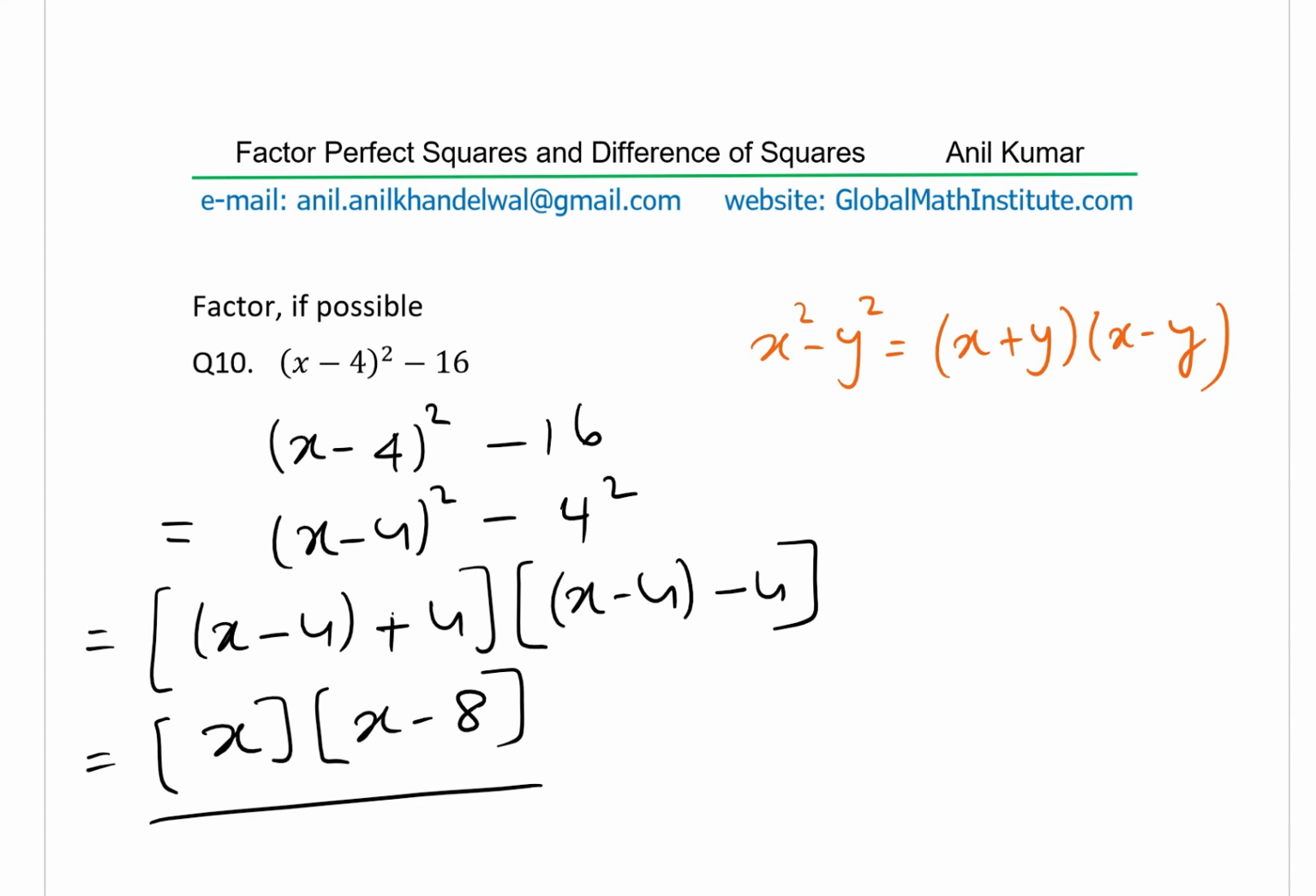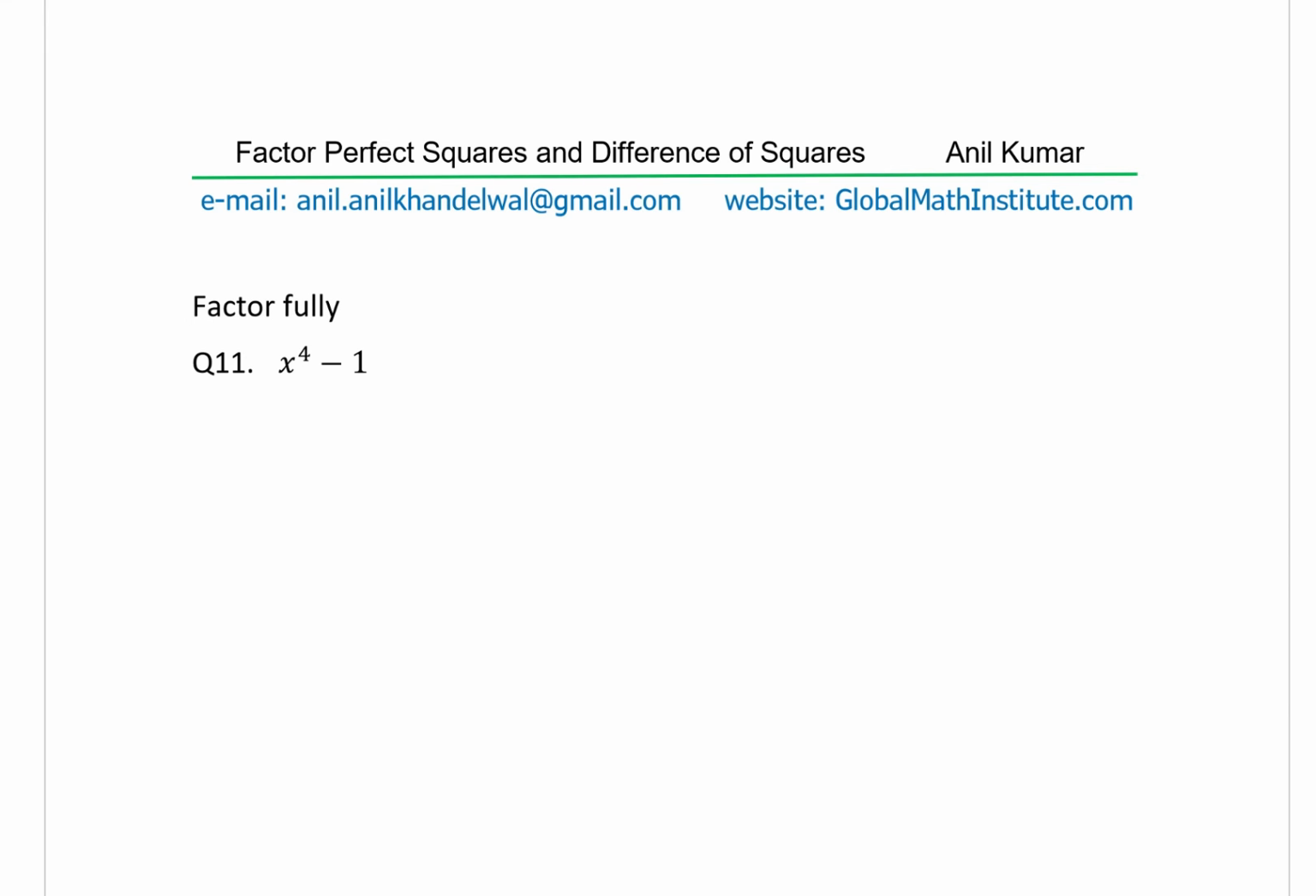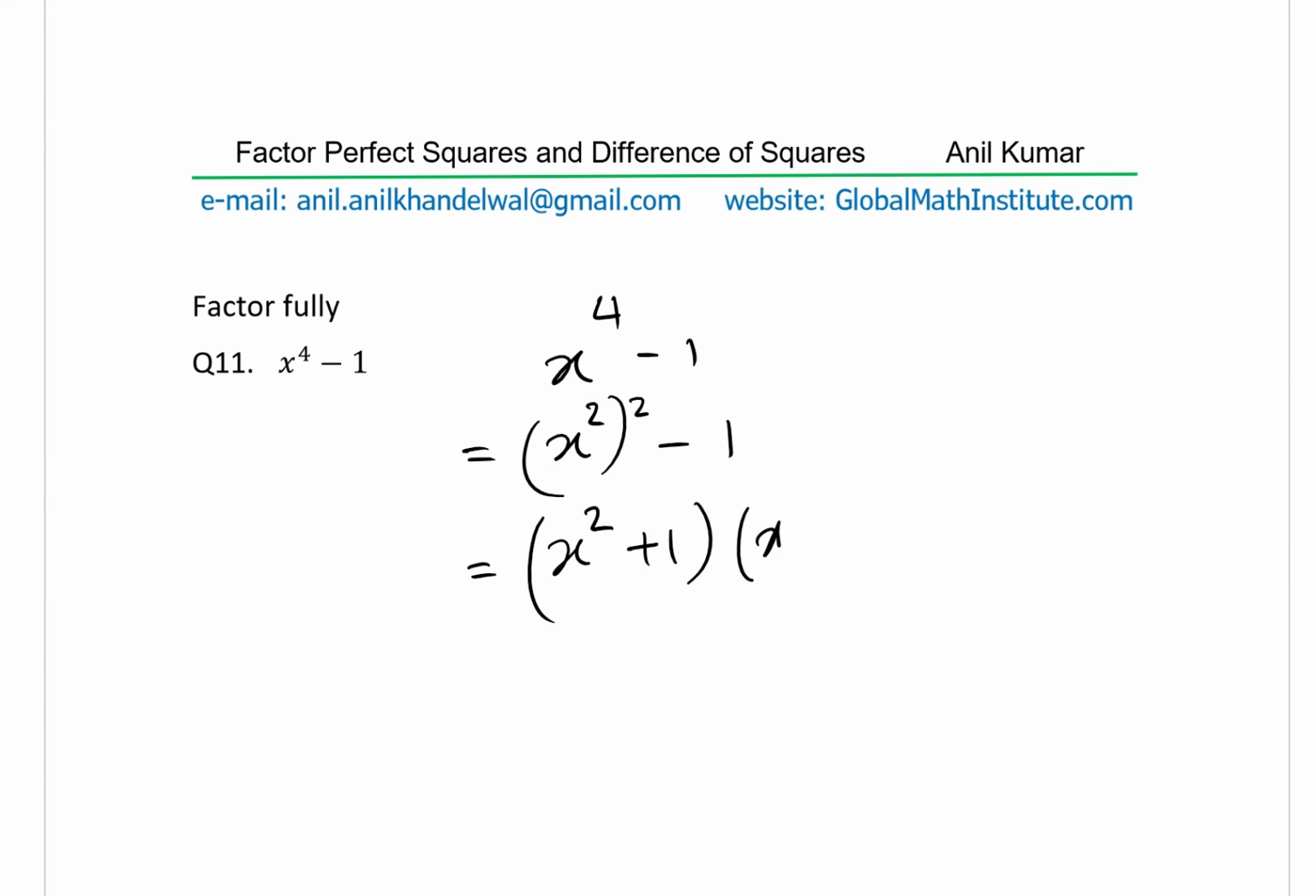Question number 11 now. Factor fully. X to the power of 4 minus 1. So let's redo it. X to the power of 4 minus 1. We can write this as x square whole square minus 1 and apply the formula. So we get x square plus 1 times x square minus 1. Now remember, x square minus 1 can be further factored, and therefore we have to continue.